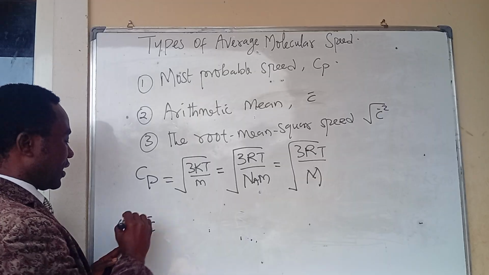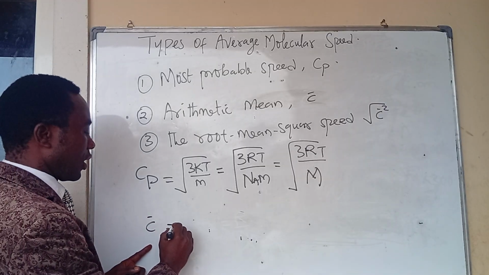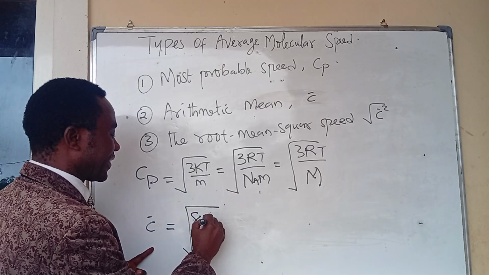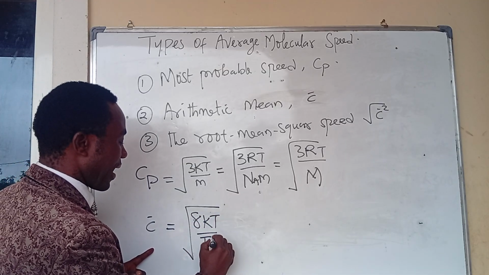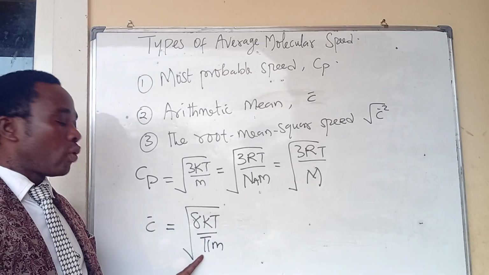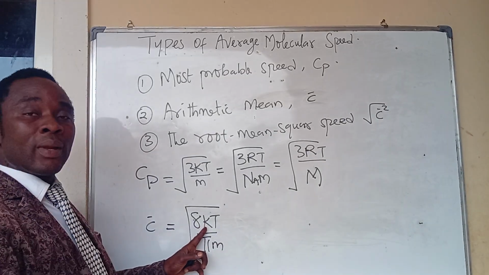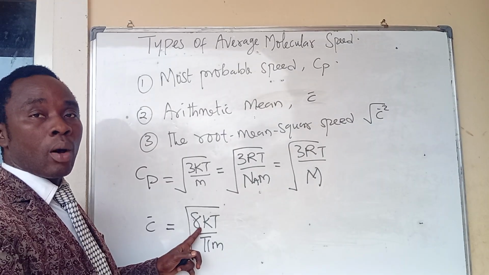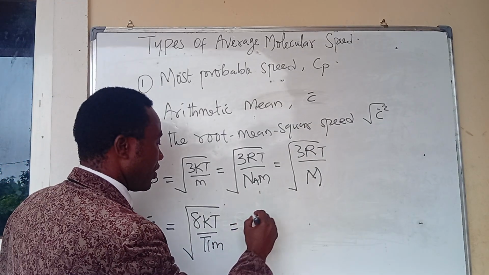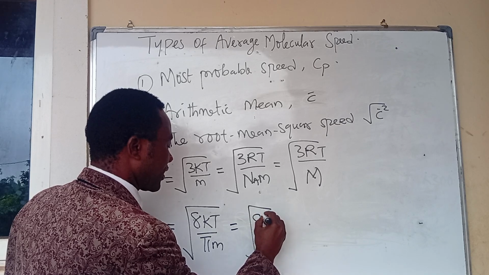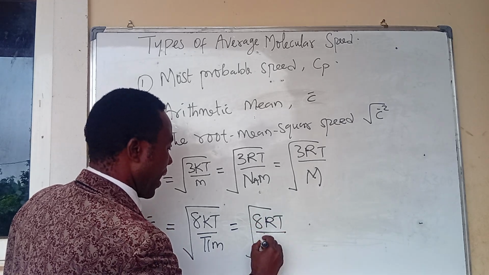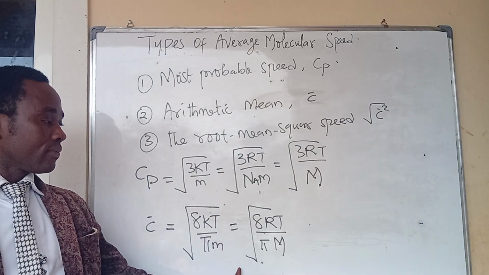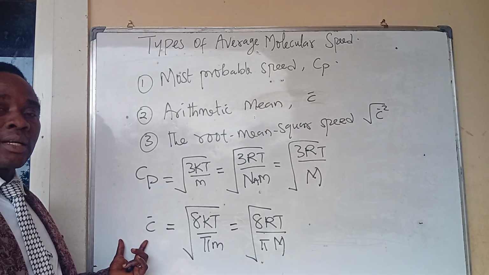Then arithmetic mean speed of gas molecule will be equals to square root of 8kT over pi m. Pi is 22 over 7. Now if you replace k with R divided by Avogadro's number, we'll be having square root of 8RT divided by pi m. So this formula will be the formula for the arithmetic mean speed.